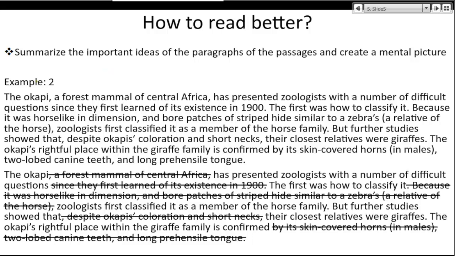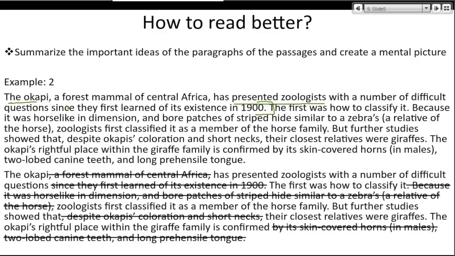Now look at this. Now there is one more example of how to summarize the important points of a paragraph. I have been repeating, and many of you have been asking me repeatedly, sir, how to summarize a paragraph. So in CAT, we have ParaSummary questions. When I say ParaSummary, you have to basically pull the most critical information. Now look at this here. The Okapi has presented zoologists with a number of difficult questions since they first learned of its existence in 1900.